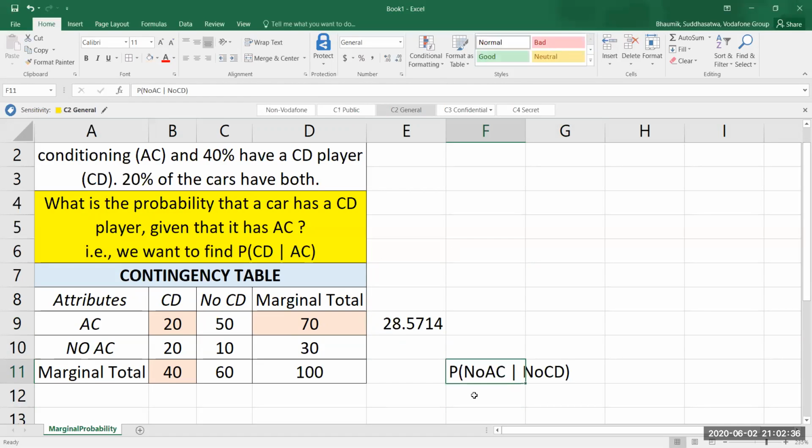How do I answer this problem? No AC given no CD. Okay, no CD total is what, 60. So the denominator is going to be 60. The numerator is going to be no AC. What is no AC? This one.